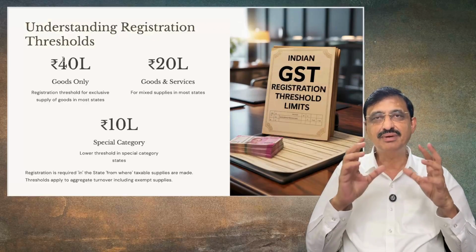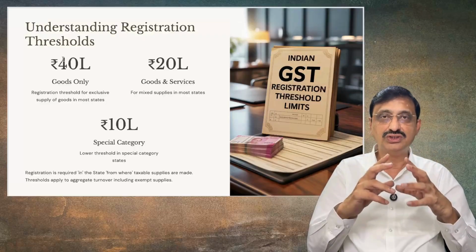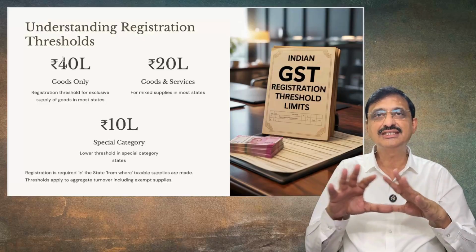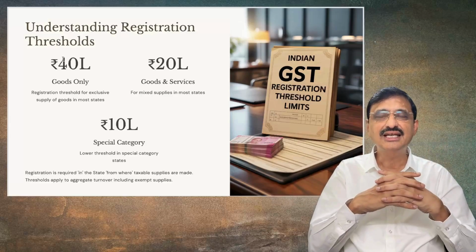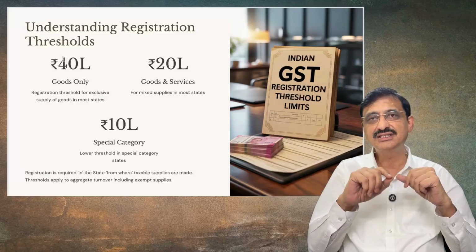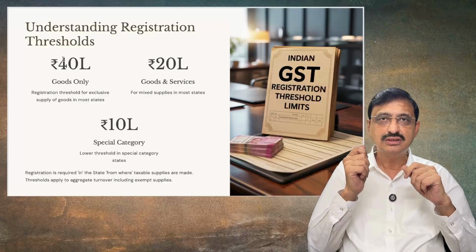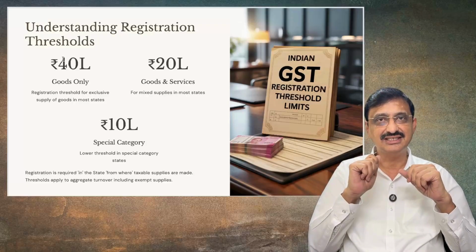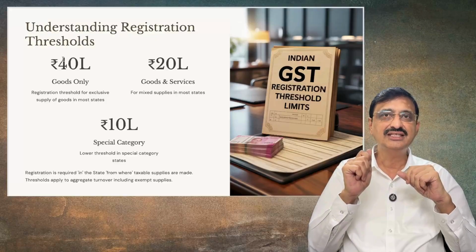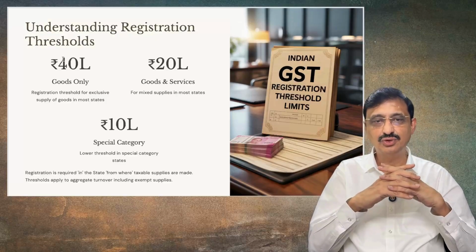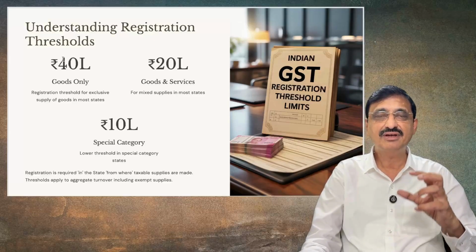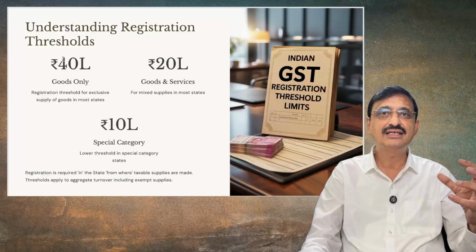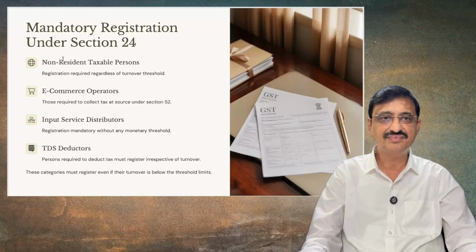If a person is supplying only goods, the threshold limit is 40 lakhs in most of the states. In special category states, it will be 10 lakhs of rupees. If a person is supplying both goods as well as services, in such a case, the threshold limit is 20 lakhs of rupees. The registration should be taken in the state from where the supply is made.